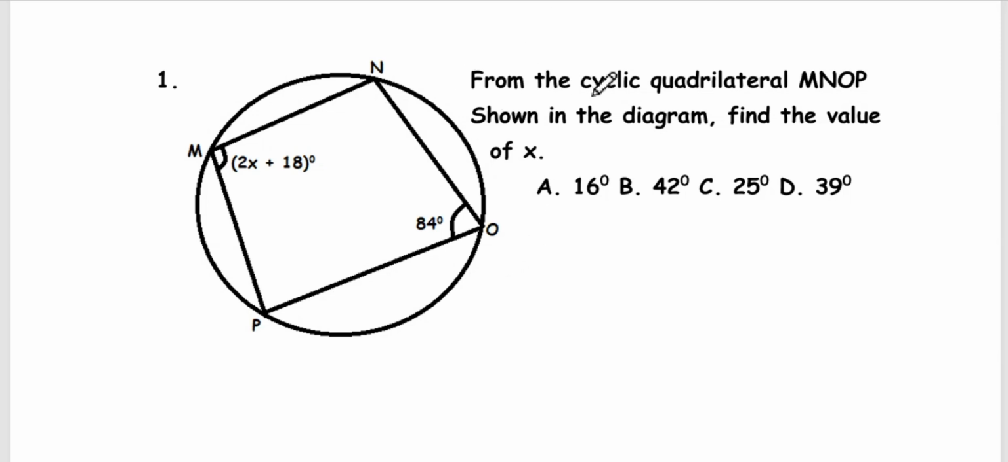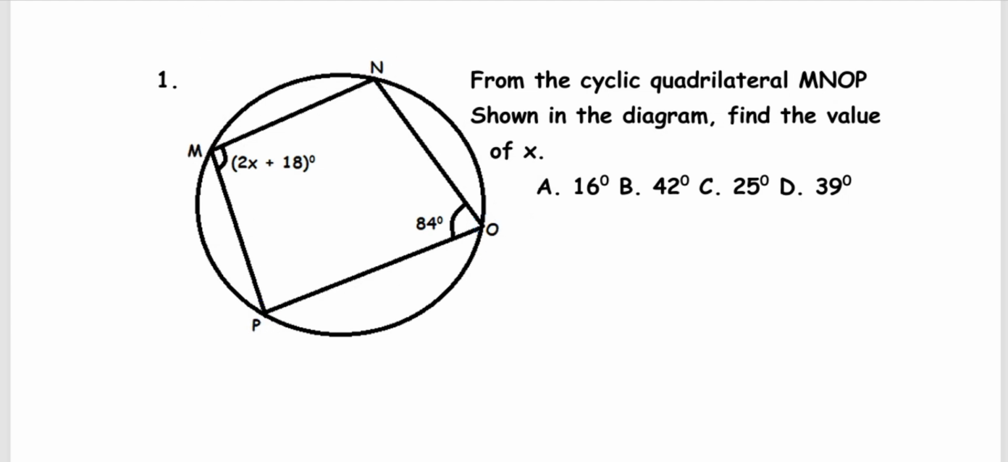Now the first question says, from the cyclic quadrilateral MNOP shown in the diagram, find the value of x. So we're looking for this x. As you can see, this is a cyclic quadrilateral. A cyclic quadrilateral is a quadrilateral whose vertices touch the circumference of the circle. See, 1, 2, 3, 4. You see they touch the circumference of this circle. So this makes it a cyclic quadrilateral.